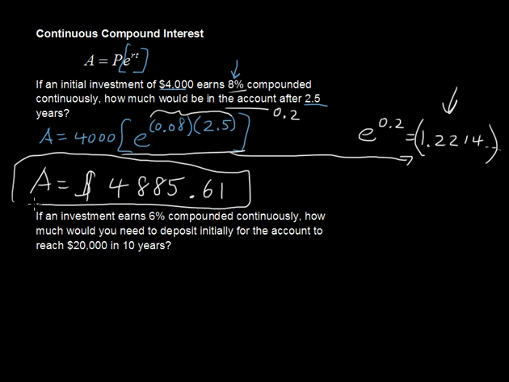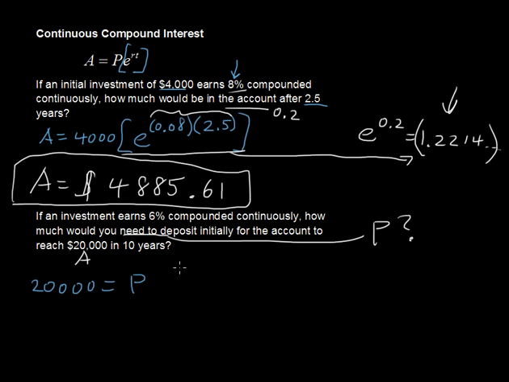Now, this next question looks for a different variable. You're solving for a different variable. This says, if an investment earns 6% compounded continuously, so we're going to use this formula again, how much would you need to deposit initially for the account to reach $20,000 in 10 years? So how much would you need to deposit? That is asking, what will P be? Okay, so we know what the ending amount is. That's the $20,000.